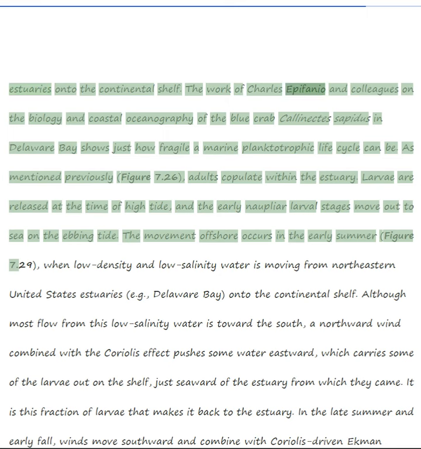The work of Charles Epifanio and colleagues on the biology and coastal oceanography of the blue crab Callinectes sapidus in Delaware Bay shows just how fragile a marine planktotrophic life cycle can be. As mentioned previously, adults copulate within the estuary. Larvae are released at the time of high tide, and the early naupliar larval stages move out to sea on the ebbing tide.